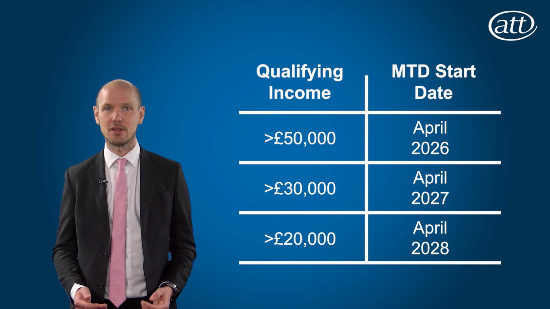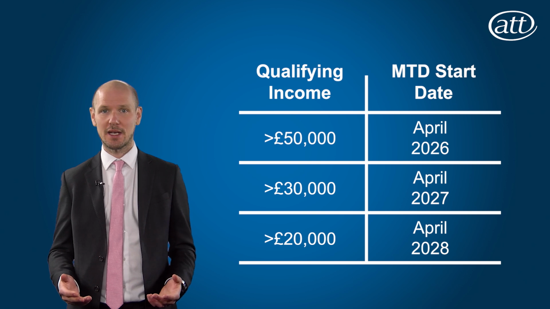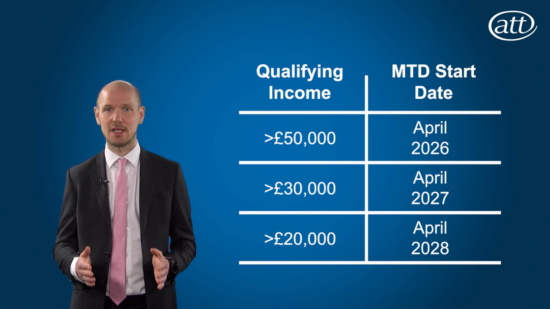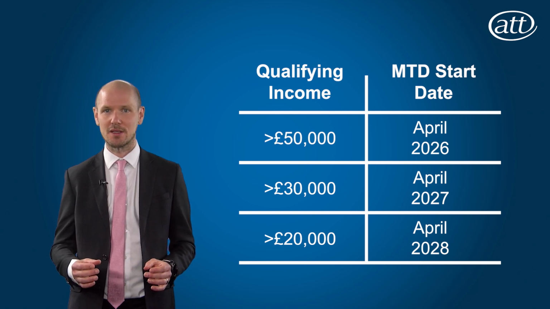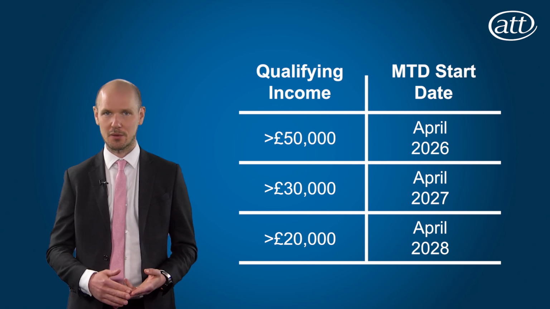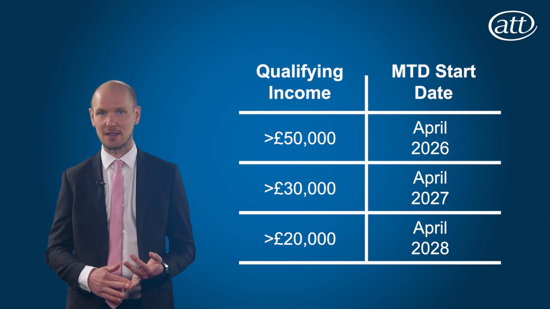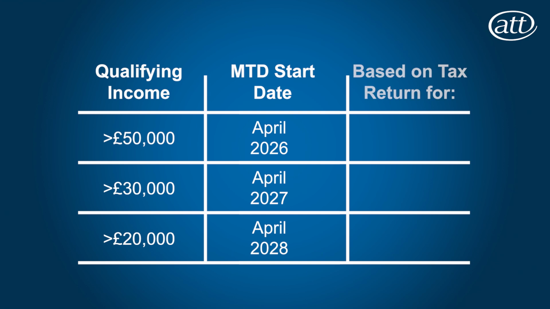If you're already a landlord, you should be filing self-assessment returns. The qualifying income that will be taken into account when determining the point from when MTD will apply to you is that which is reported on the most recent tax return submitted before April 2026, April 2027 and April 2028. For instance, your tax return for the tax year ending 5th of April 2025 will need to be filed with HMRC by 31st of January 2026. If that tax return shows qualifying income of more than £50,000, you'll need to comply with MTD from April 2026.